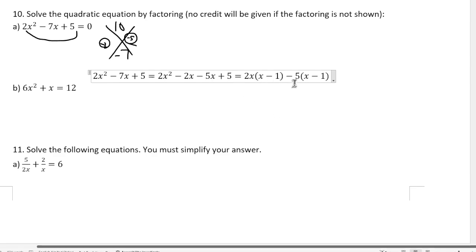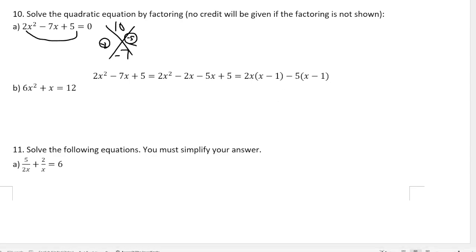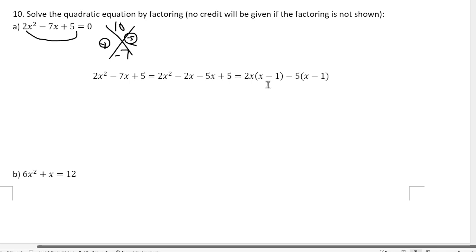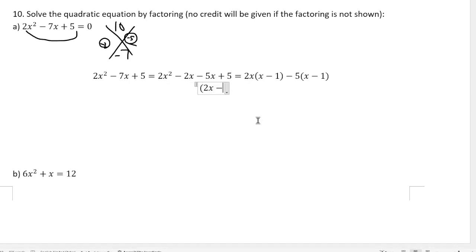Now when you do these things, make sure you get it correct by multiplying it back. So 2x times x does give you 2x squared. 2x times -1 does give you -2x. -5 times x gives you -5x. -5 times -1 gives you +5, right? And therefore, what you get is, if you factor out the x minus 1, you get 2x minus 5 times x minus 1.